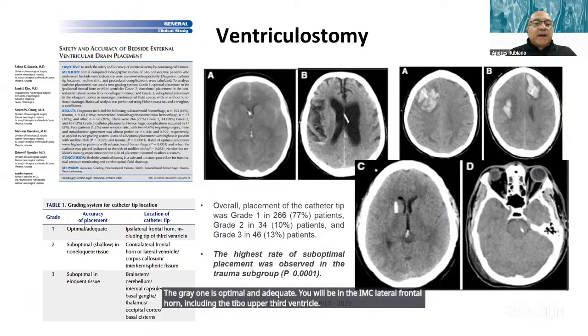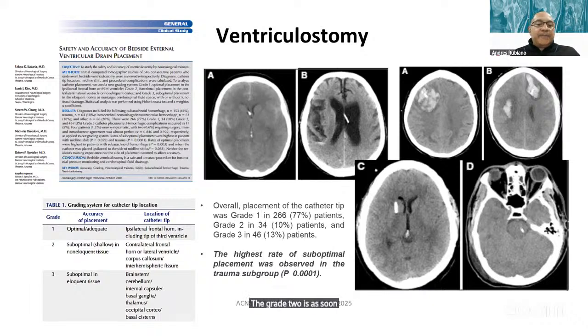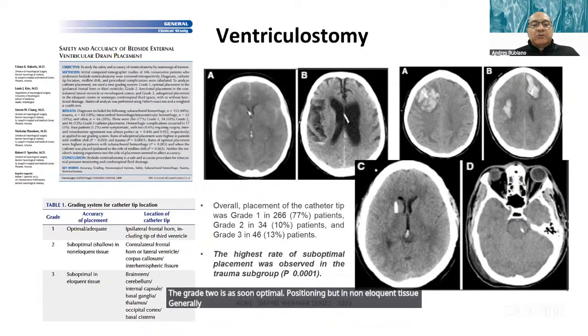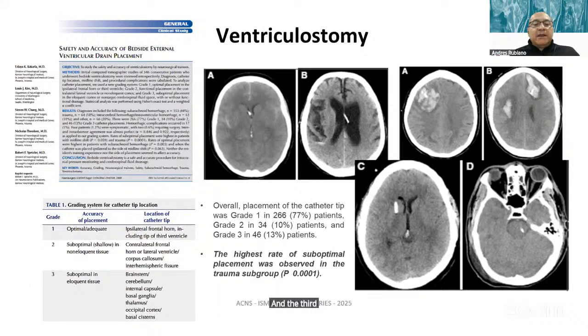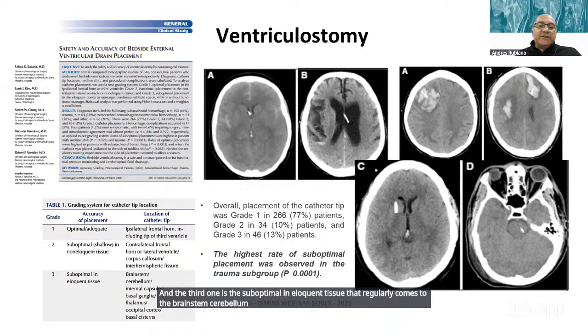Grade 2 is suboptimal positioning, but in non-eloquent tissue, generally the contralateral frontal horn or lateral ventricle, or the corpus callosum, or at the interhemispheric fissure. And the third one is suboptimal in eloquent tissue, which regularly involves the brainstem, cerebellum, internal capsule, basal ganglia, thalamus, occipital cortex, or basal cisterns.